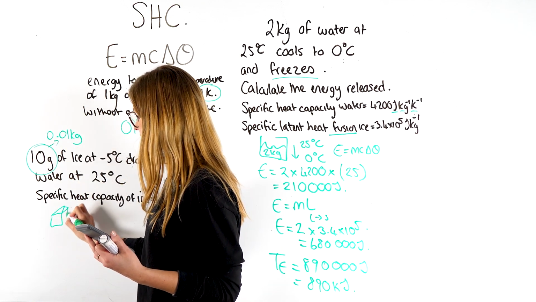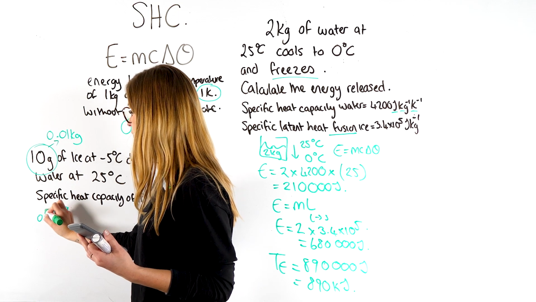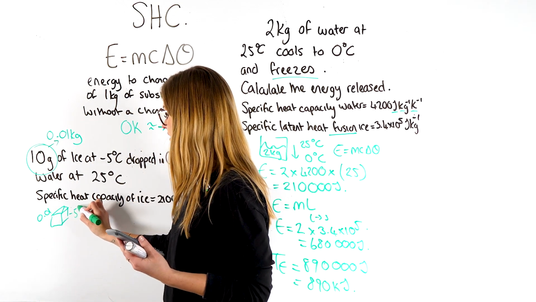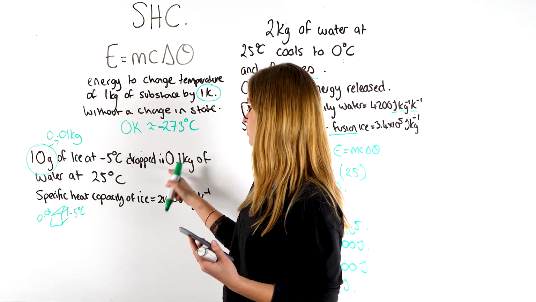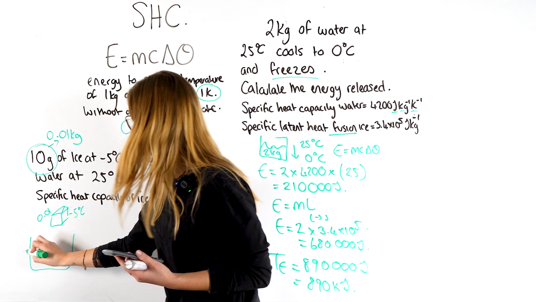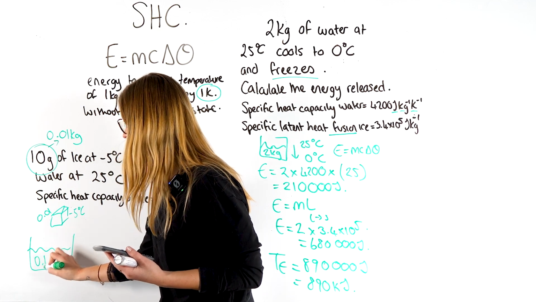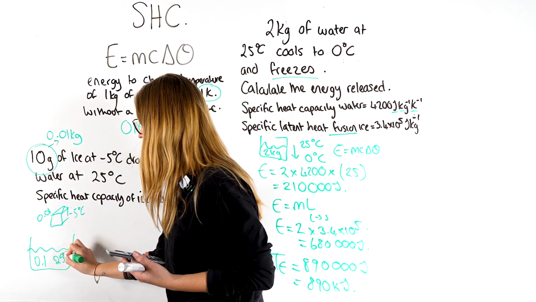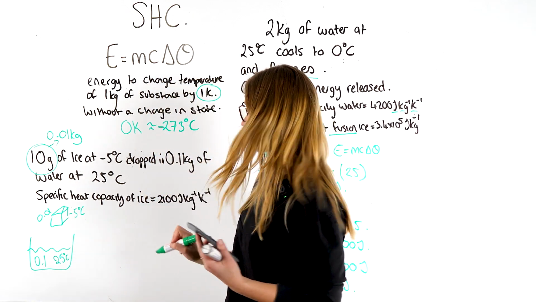So what we've got is our ice cube. My ice cube is a terrible drawing there. I've got 0.01 kilograms of my ice cube. It's at -5 degrees Celsius. And we know that ice cube is dropped into water. So we could drop it into a bucket of water, and the bucket of water has got 0.1 kilograms of water. And we know that it's at 25 degrees Celsius. And we want to figure out what is that final equilibrium temperature reached.